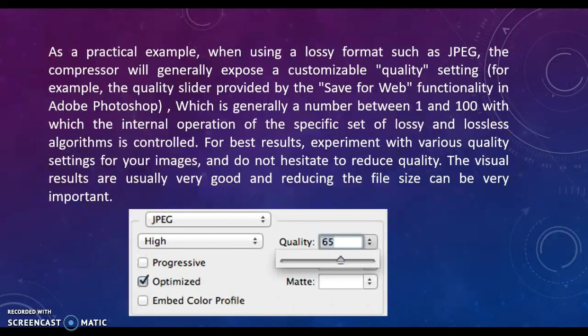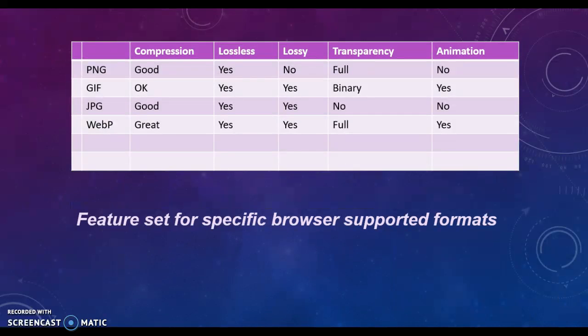High JPEG quality for your images is usually very good at reducing the file size, and very important. Compression: this is a feature set for specific browser-supported formats. These are the formats and how they work with compression, lossless, lossy, transparency, and animation. And we have this feature.